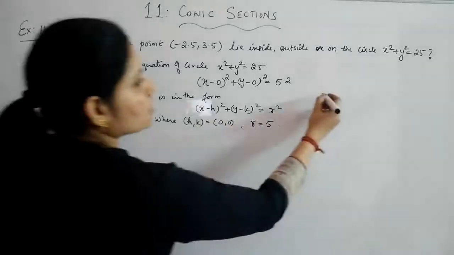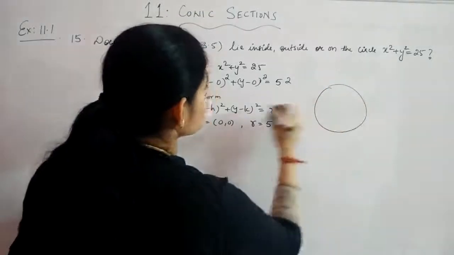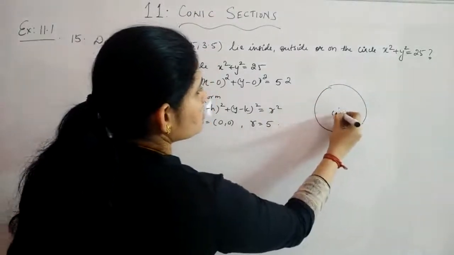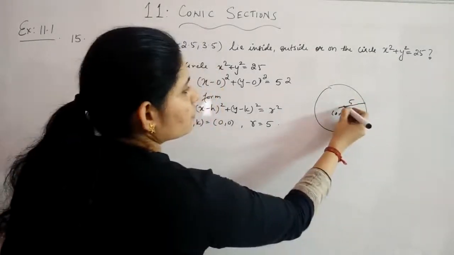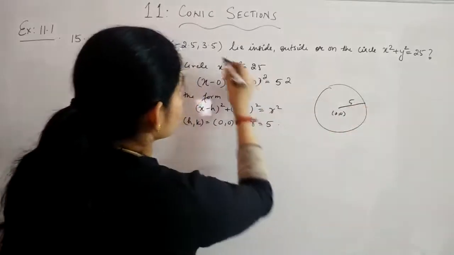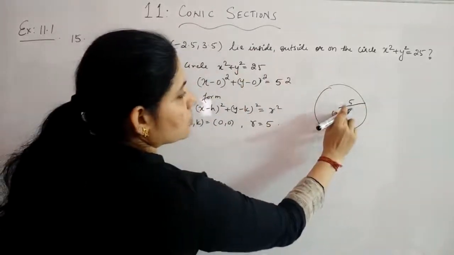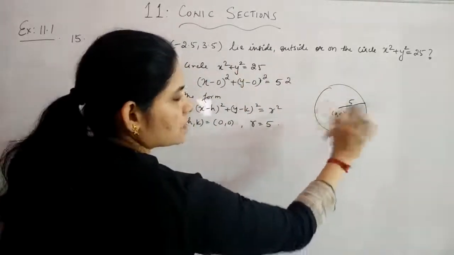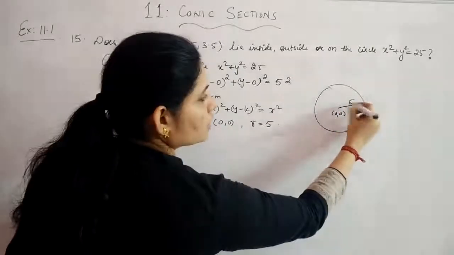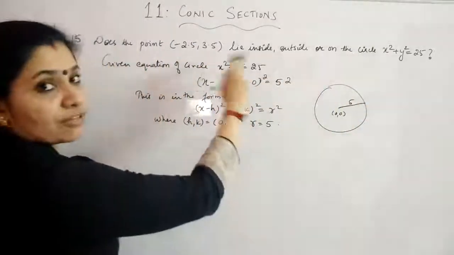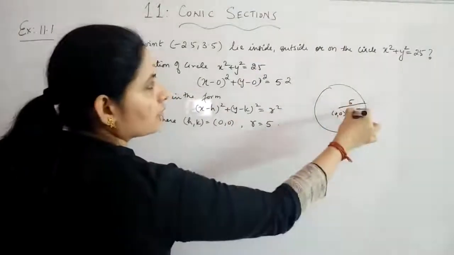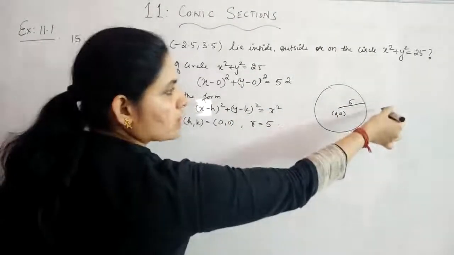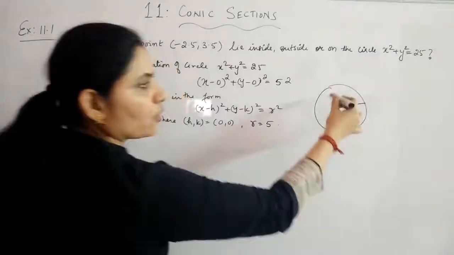Okay, that means when we draw the circle, this is (0, 0), and this distance is 5, right? So if you are getting the distance, suppose that point we don't know where it lies, outside or inside, what we are checking is the distance between the two. If this distance between this point and (0, 0) is less than 5, then it will be somewhere here. If it is greater than 5, it should be outside, and if it is 5, it should be lying on the circle.